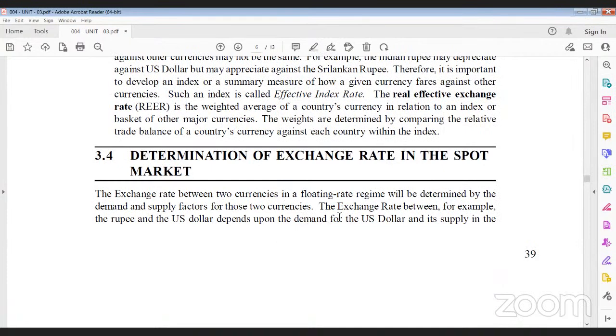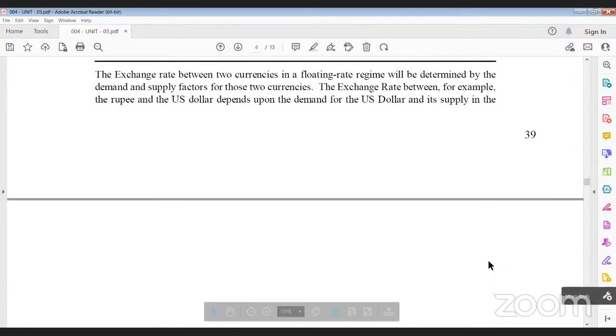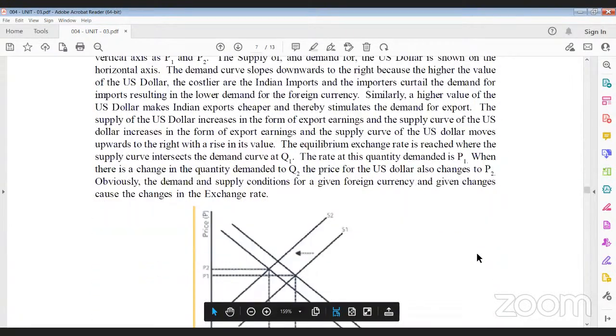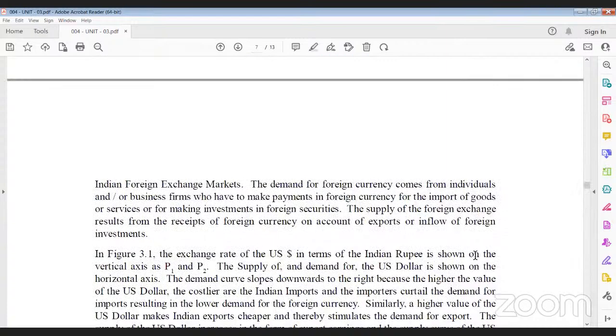Now, determination of exchange rate in the spot market. Spot markets are the current markets. How the rates are determined.